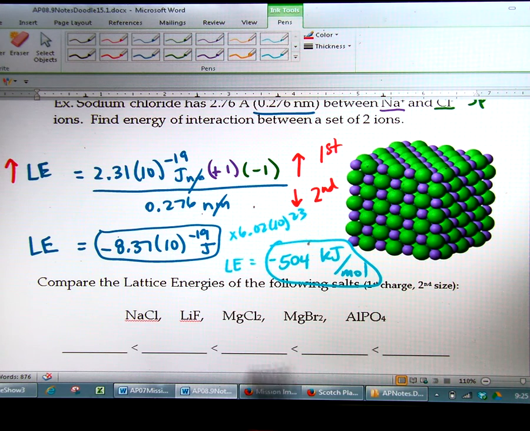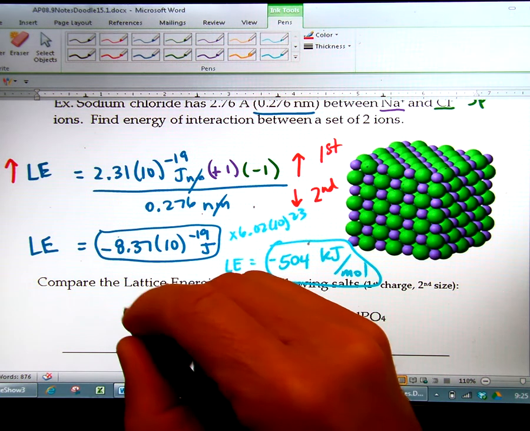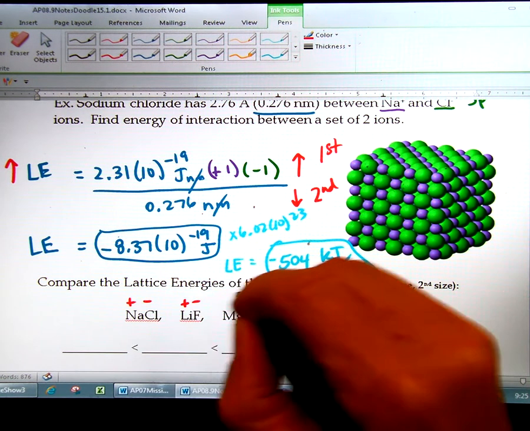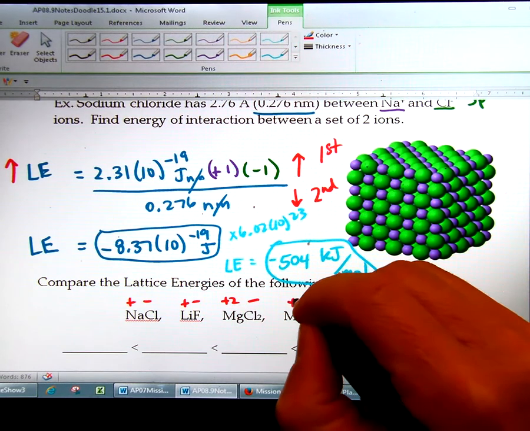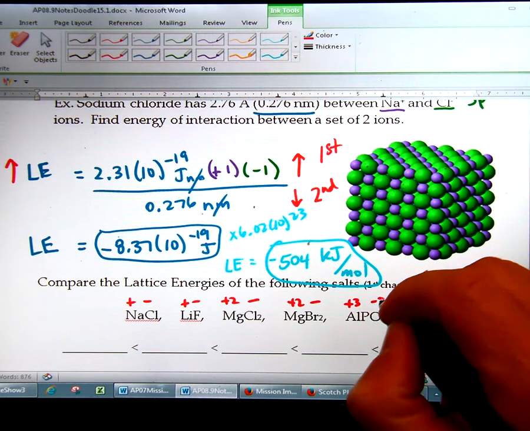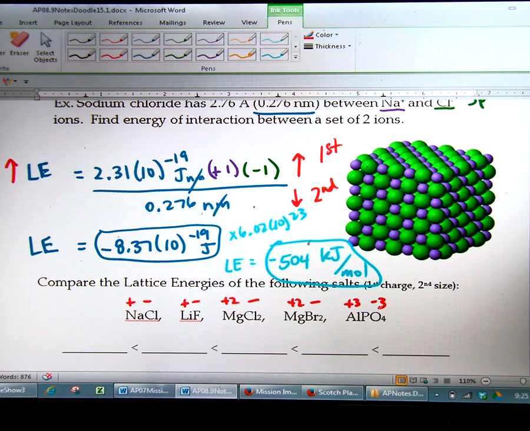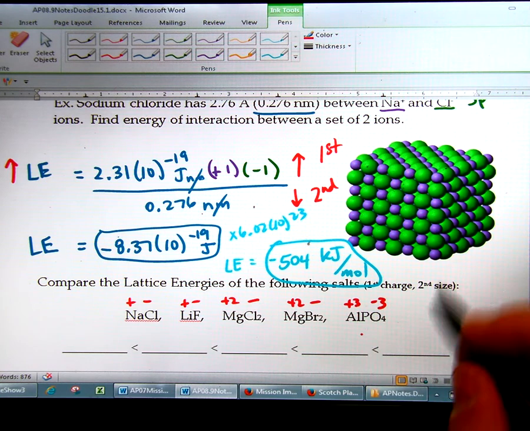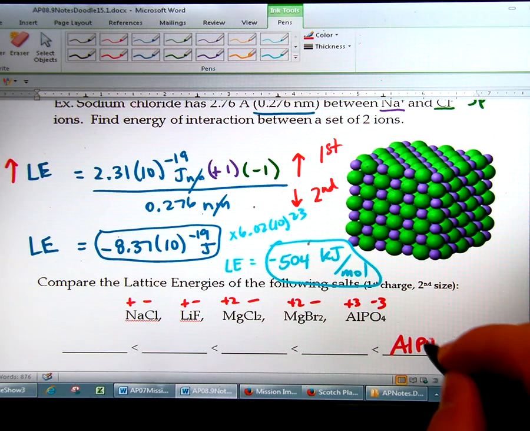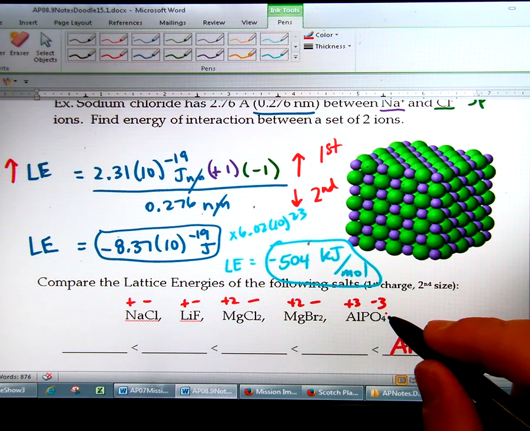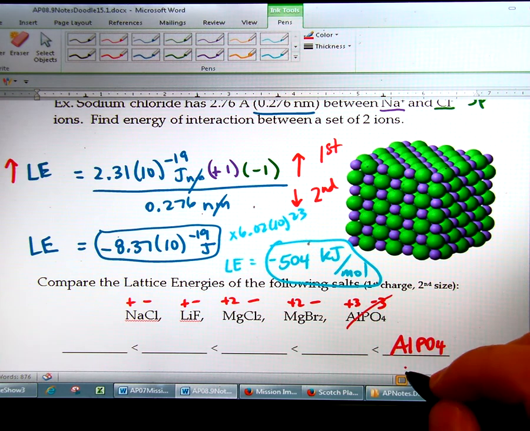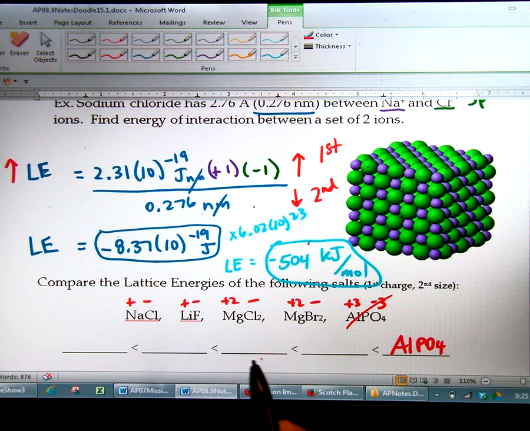So if we had to compare these 5 different salts and their lattice energies, we're going to first look at their charges. So this is a +1, -1, +1, -1, +2, -1, +2, -1, +3, -3. So all of a sudden you know that aluminum phosphate has to have the highest lattice energy because it has the highest charges. Okay, so we're done with this one. Now we need to figure out these two are going to go in these two blanks, and these two are going to go in these two blanks, and we have to look at size.